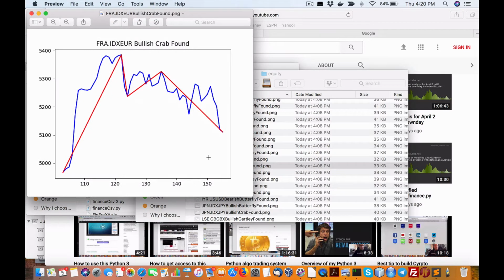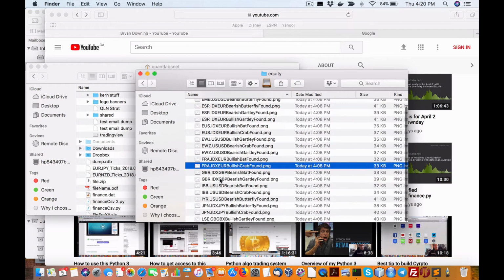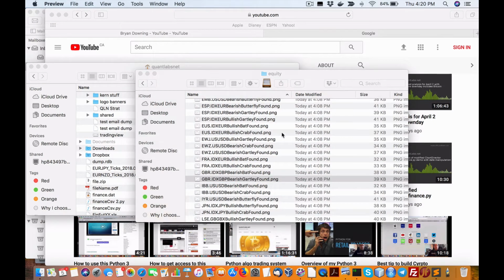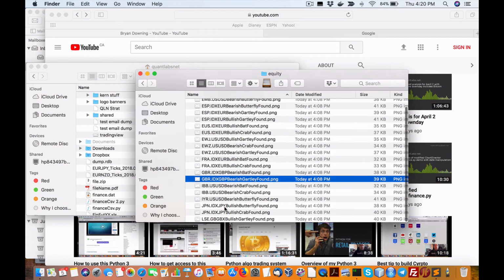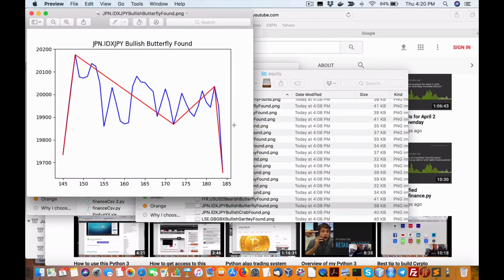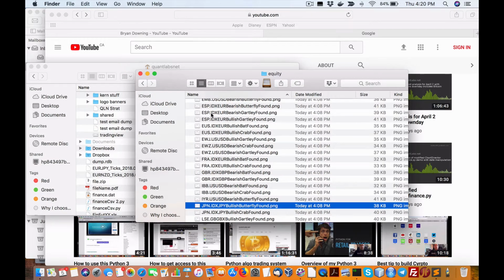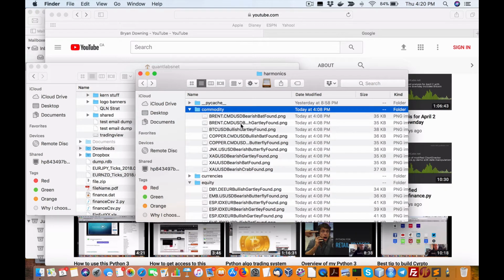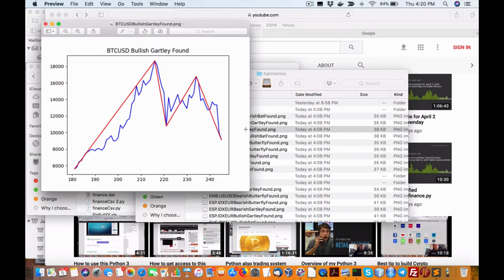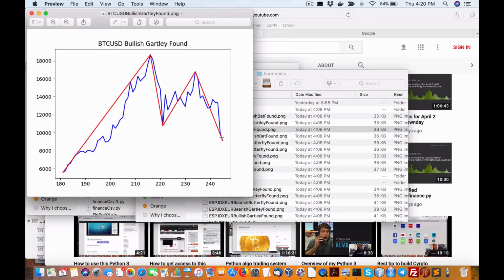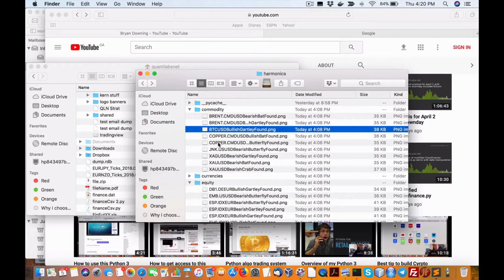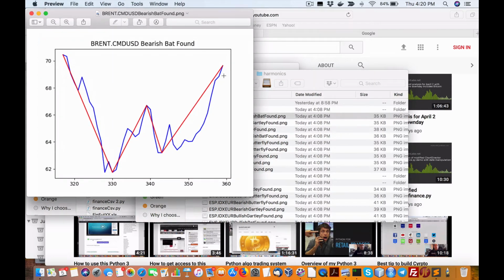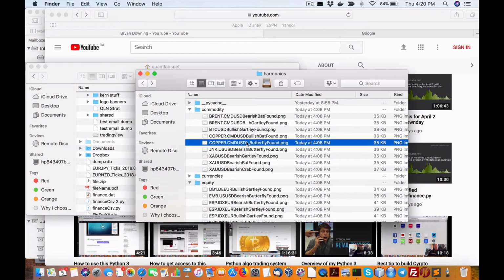And these are usually in moves of 1, 2, 3, 4, and then there's going to be a fifth one as well. The British, bearish. Japanese, bullish as well. Okay, so there are those. Let's check out the commodity. Everybody's always wondering about Bitcoin, obviously, so that's expected to be bullish as well. And then the Brent, and then the copper, bullish as well.